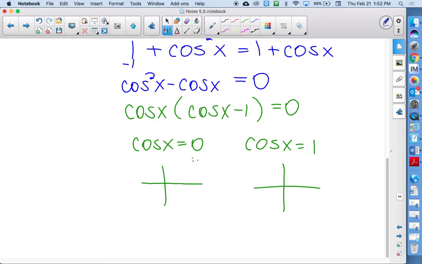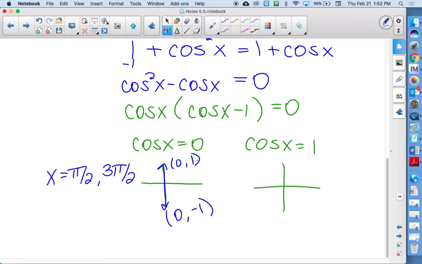So what angle has a cosine of 0? Brandon? Pi over 2 and 3 pi over 2. Yeah, pi over 2, because this ordered pair is 0, 1, and 3 pi over 2, that ordered pair is 0, negative 1. So pi over 2 and 3 pi over 2.